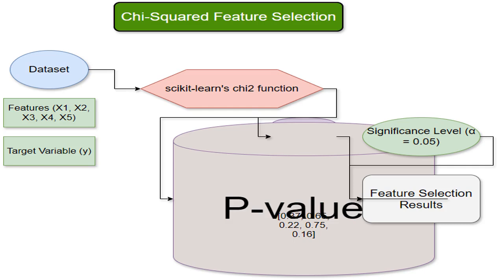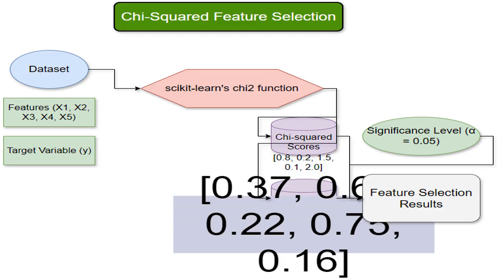The p-values indicate the probability of seeing these results if there were actually no relationship between the features and the target variable. Lower p-values suggest a stronger relationship. Here, I got 0.37, 0.65, 0.22, 0.75, 0.16. These are the p-values corresponding to the chi2 scores, telling me the likelihood of obtaining the results by chance.